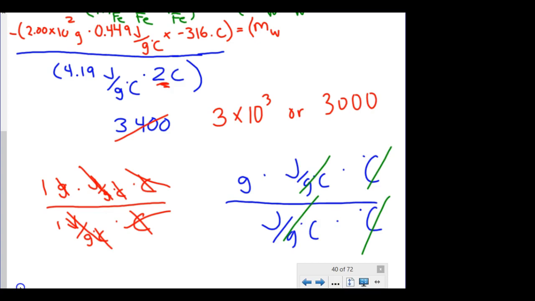If you can make the calculator do this, it saves you a lot of work. It does require that you put your numbers in the correct spot and you remember to put in the negative sign if you need it. For example, if you had mixed up the temperatures and 2 was up here and negative 316 was down there, you would get a very, very different number. Part of the success with these problems is assigning your data and making sure you've got the correct mass with the correct substance.